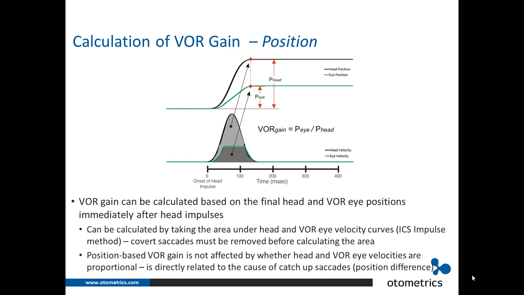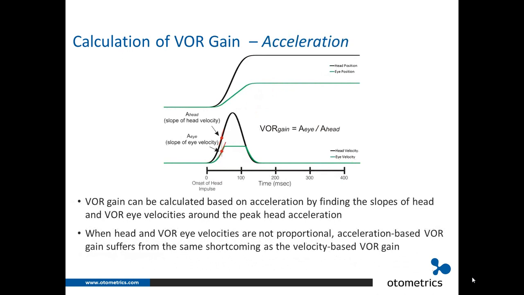the covert saccades. Another method for calculating the VOR gain is based on the acceleration. So one determines the peak head acceleration, which occurs around halfway between the onset of the head movement and the peak head velocity. Then the eye acceleration around the same area is calculated and the ratio is determined for the VOR gain. This approach was used in early studies of vHIT, but it has the same issues that the velocity-based methods have, and it's more complex. So this method has been abandoned for now and will not be discussed here.